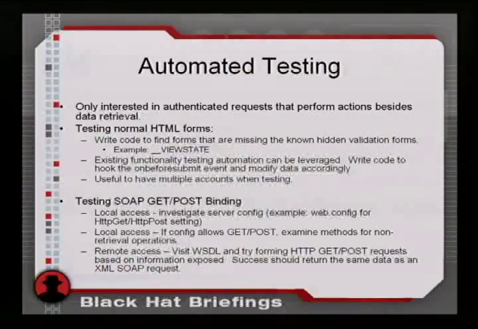For the SOAP cases for get and post binding, you can do a couple of things. Of course, you want to check the web.config or the similar configuration files to verify that you're not allowing this. If you have local access to the machine, you then want to go and find out what all your SOAP methods are and then try to form those get and post requests to see if they actually work. If you are a remote attacker, what you can do is request the WSDL file and then form the get and post request based on the information provided in the WSDL.